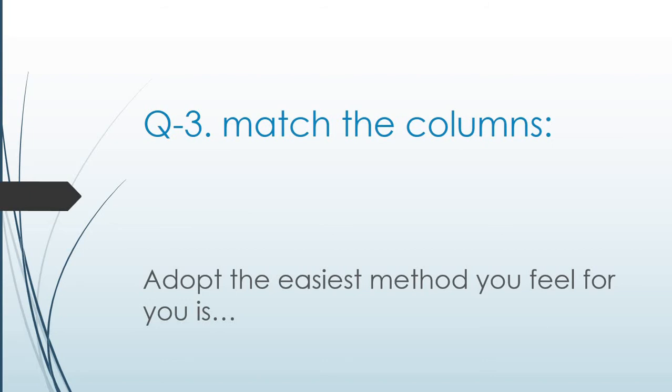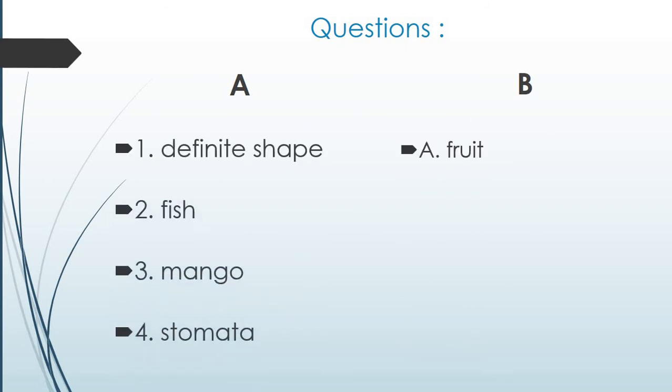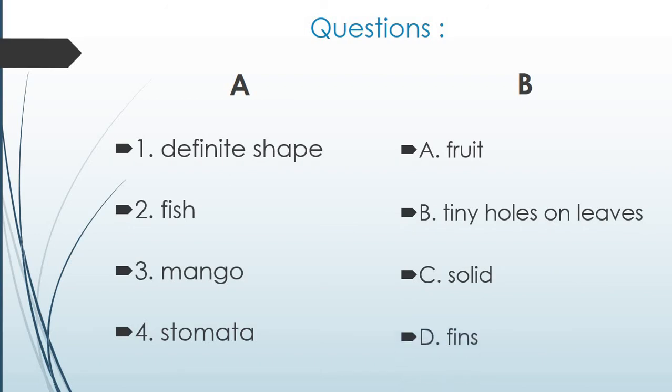Anyways, let's get started. I hope you have given the heading question 3. Questions: column A, column B. On the column A side, the questions are definite shape, fish, mango, stomata. Whereas on the column B side, the options are fruit, tiny holes on leaves, solid, and fins. Please try to match all these answers.